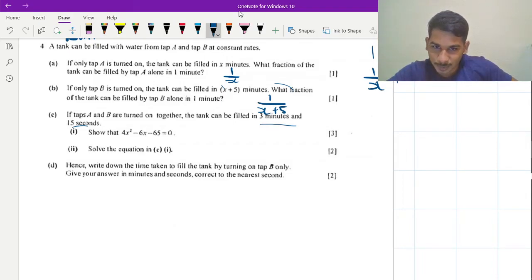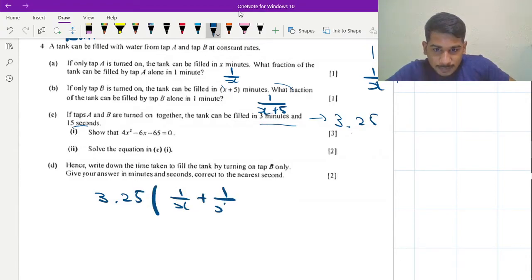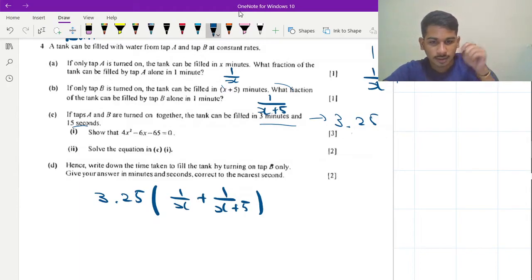So you spend 3 minutes 15 seconds, so how many minutes is that? It's 3.25. So we have 3.25 times 1 over X plus 1 over X plus 5. Makes sense, right? Every minute this much of the tank is filled by each of the taps. So in 1 minute both taps can fill that much of the tank. So in 3.25 minutes you can fill the whole tank. That's why it's equal to 1. I need to combine it.